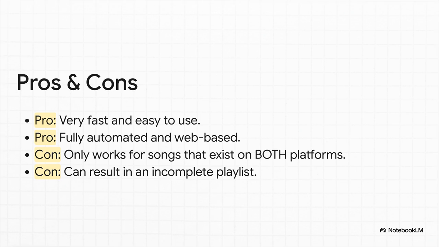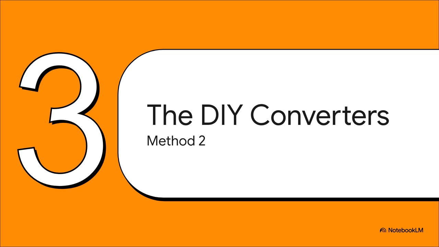Look, this method is absolutely brilliant for a quick sync. It's fast, it's easy. But, and this is the big catch, it can only transfer what it can find. If a song from your Spotify list isn't on SoundCloud for some reason, it just gets skipped, leaving you with annoying gaps in your playlist. Okay, so let's move on to our second method and see how this one tackles the problem.